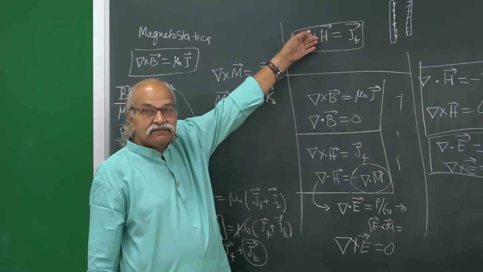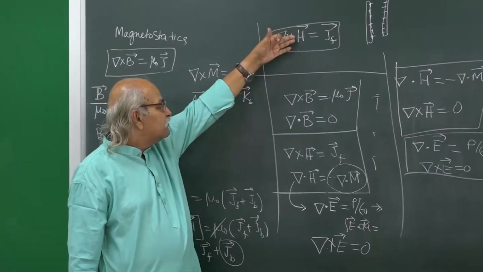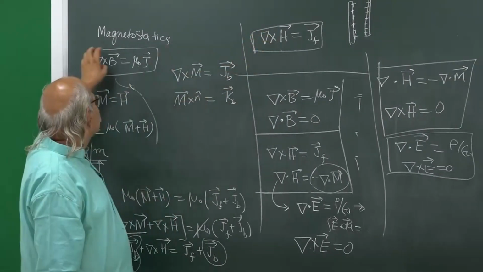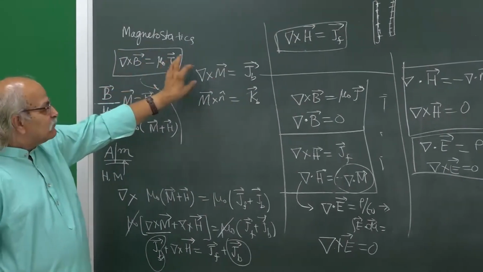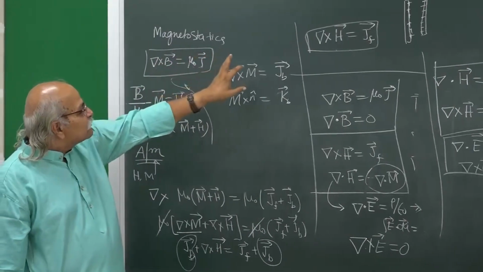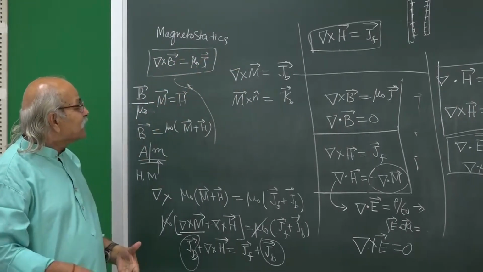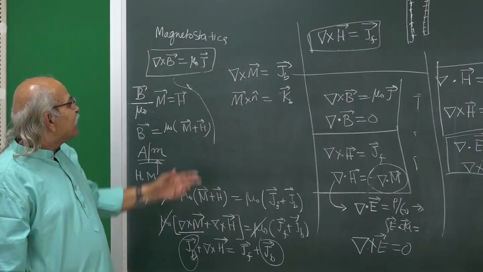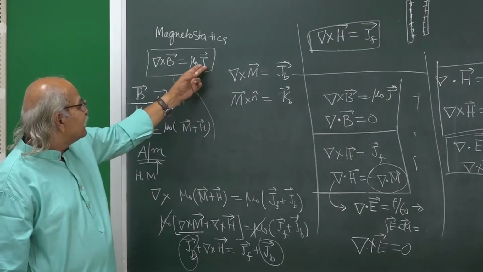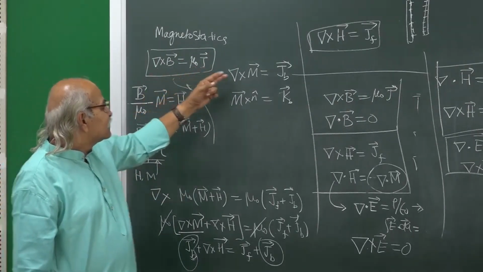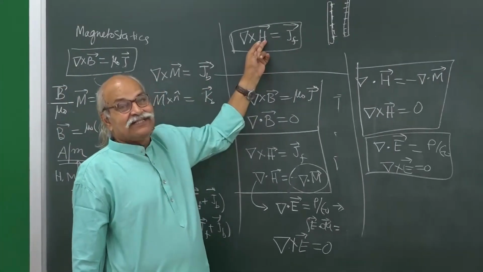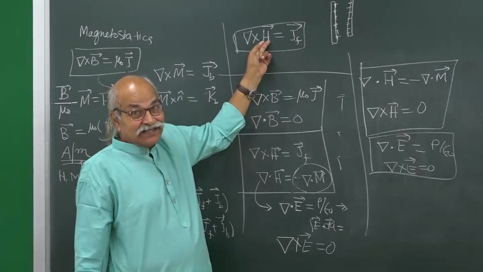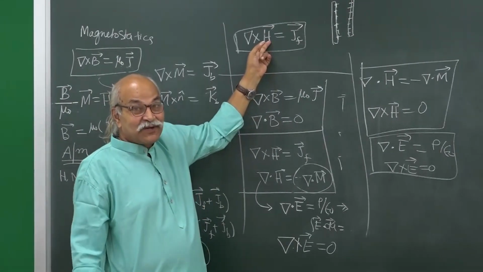So, curl of H is J_F, and in magnetostatics we know that curl of B is mu naught times J. So, the mathematical structure is the same, and therefore, we said that we can expect that the way the total current gives me the magnetic field, that is how this J_F should give me H, and we found that yes, in some of the cases it works and in some of the cases it does not work.